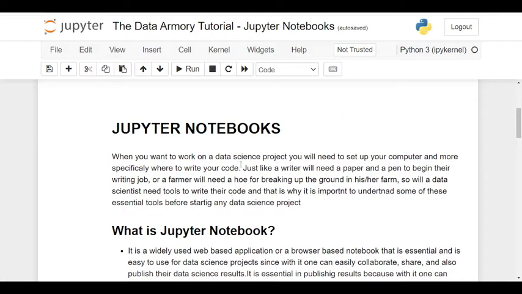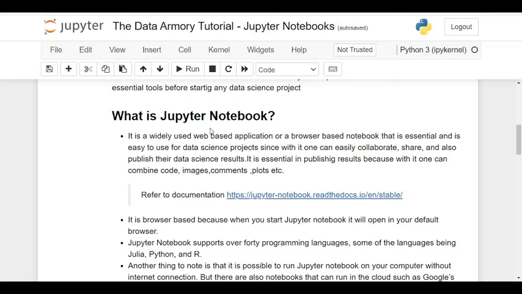So to begin with, as we have said that in this session we are learning about Jupyter Notebooks, let us ask ourselves, what is a Jupyter Notebook? It is a widely used web-based application or a browser-based notebook that is essential and is easy to use for data science projects, since with it, one can easily collaborate, share, and also publish their data science results. Also, it's essential to know that it is essential in publishing results because with it, one can combine code, images, comments, plots, and much more.